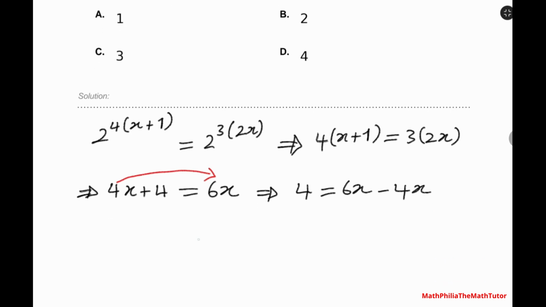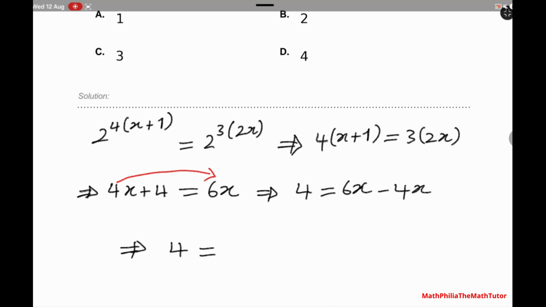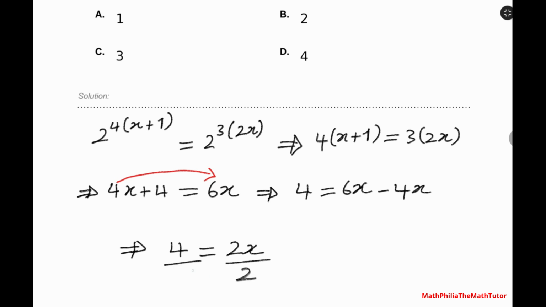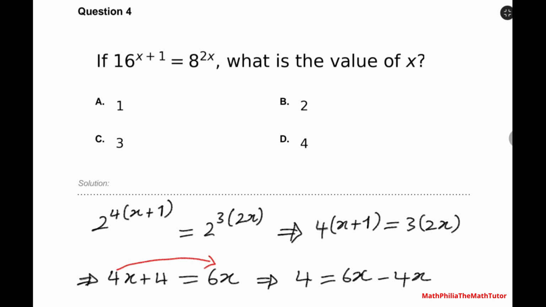Again, 4 is equal to 6x minus 4x, which is 2x. In order to have x on its own, we divide both sides by 2, and then 2 will cancel 2. 2 goes into itself just 1 times. 2 goes into 4 is 2 times. Therefore x here is 2, and this is the answer to our question, that is option B.